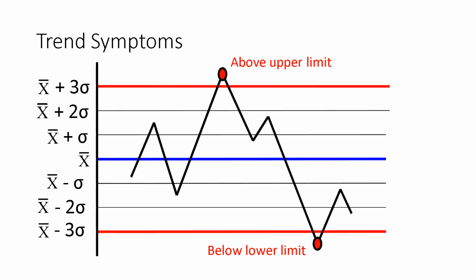The average of all values, X bar, is the center line in the graph, and sigma is the standard deviation of all values. The most obvious trend is a value above the upper control limit, upward trend, or a value below the lower control limit, downward trend.